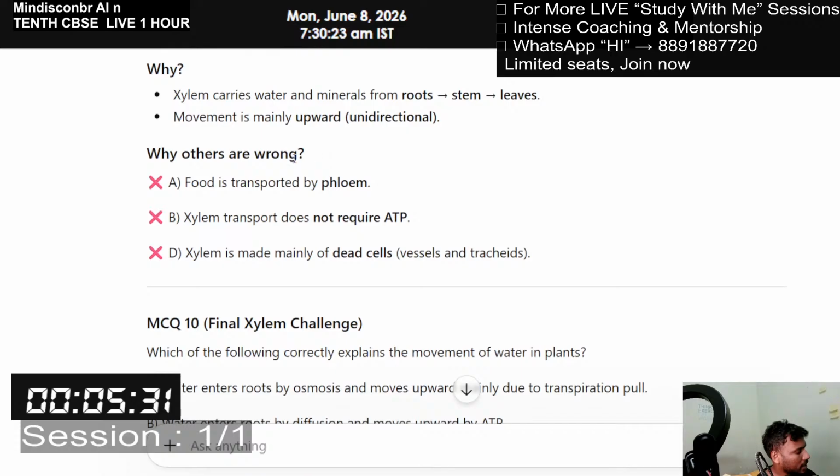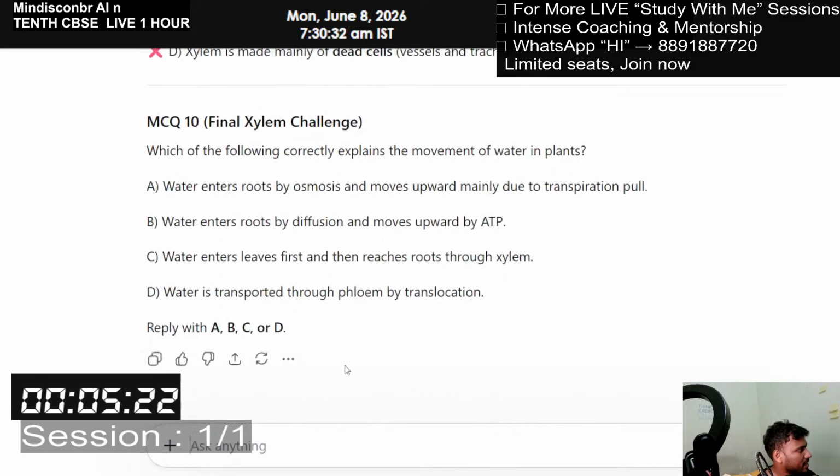The food is transported through phloem. Xylem transport does not require ATP. Xylem is made mainly of dead cells, that is vessels and tracheids.